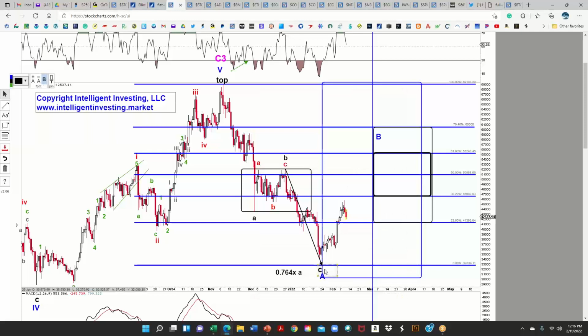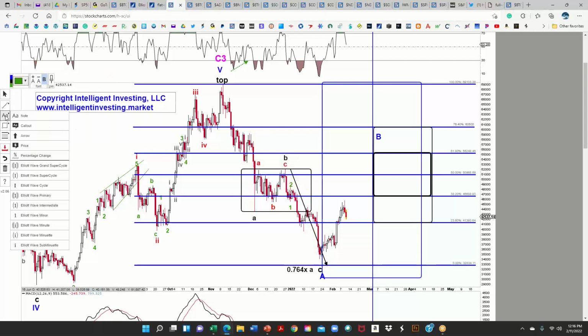Normally, C waves are equal to the length of wave A, but they don't have to. But you can see here we had a picture-perfect 0.764 Fibonacci relationship. Excellent. Now, did this C wave subdivide into 5 waves? Let's have a look. As usual, I'm counting corrective waves in this case as up days and the impulses to the downside as the 1s and the 3s.